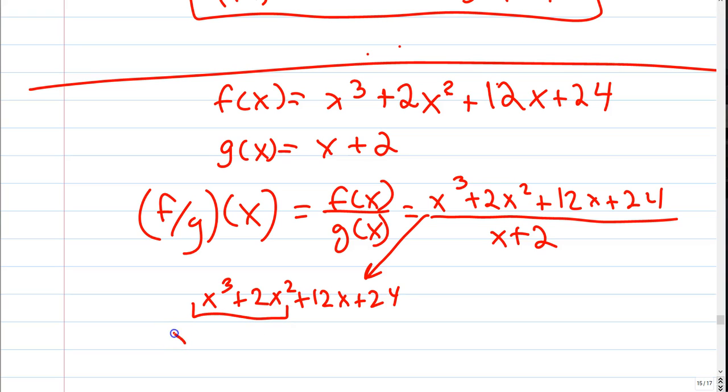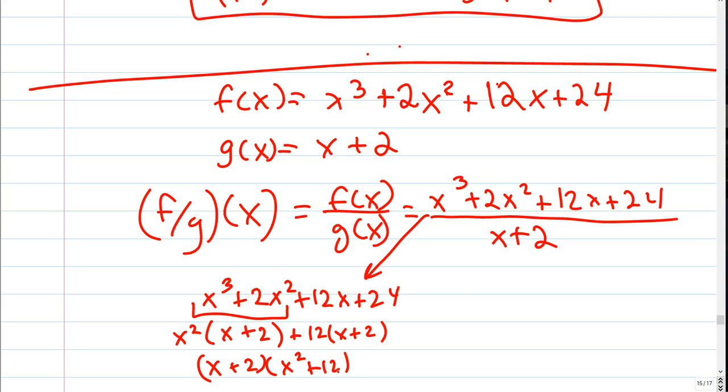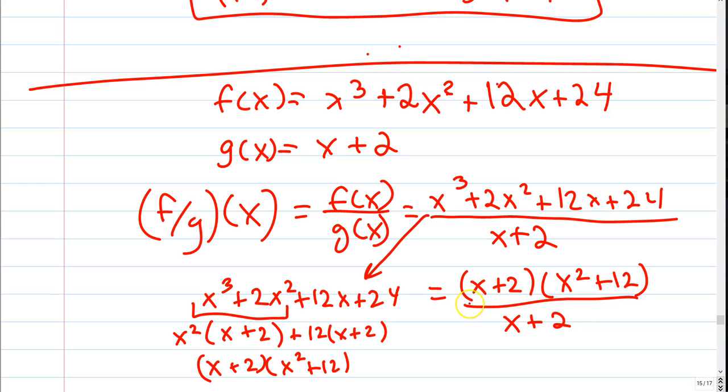The first two have an x squared in common. The second two have a 12 in common. So that we end up with x plus 2 times x squared plus 12. Bring it back up. So x plus 2 over x squared plus 12, all over x plus 2. Well, that's cool because it simplifies to just x squared plus 12. And that is what f over g of x would be.